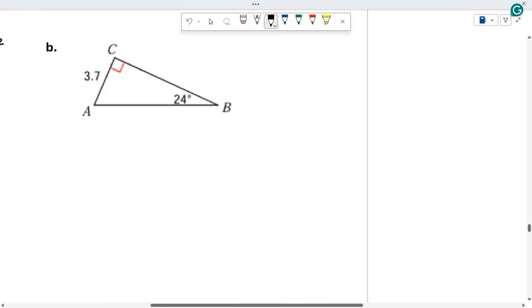Okay, B. So for B, we again have a right triangle. This time we are given one of our legs, and then we're given one of our acute angles. So in order to finish out this problem, we need to solve for our 2 missing sides and our 1 missing angle. I guess the order doesn't really matter. If I were doing this problem, I would get my missing angle first, just because it's the easiest part of the problem.